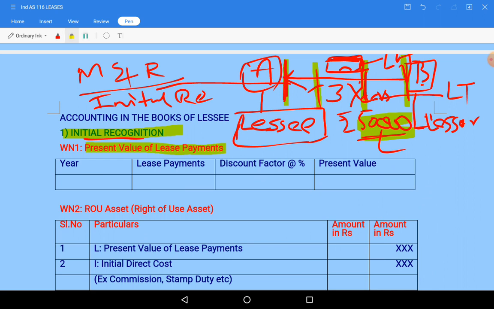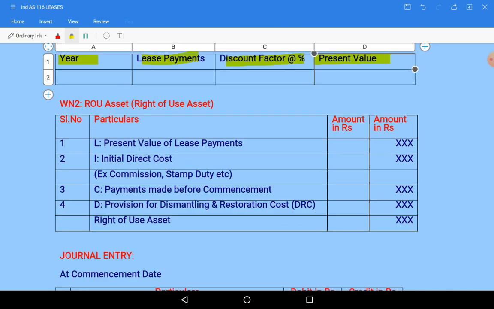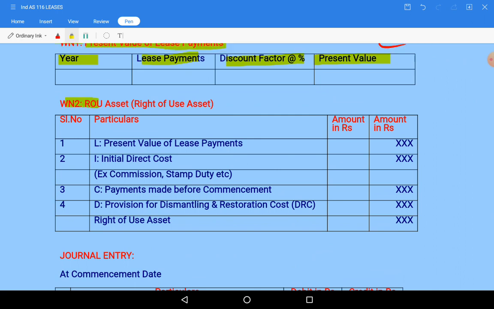So first, initial recognition. Working note 1: we will do present value of lease payments, year and lease payments, discount factor 10%, 5%, whatever will be there. The value we will get is the present value of the asset, and one more working note we will take, lease payments, then working note 2, right to use asset. That will be like the statement.